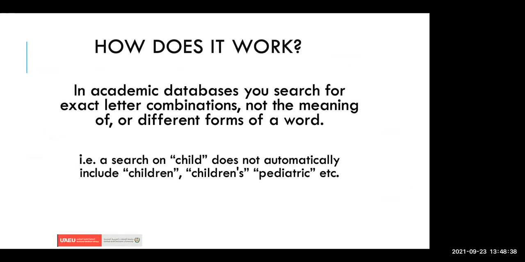For example, if I search child, I do not automatically get papers that include children, because I search CHILD. I won't get children's, or I won't get pediatrics, right? I would only get CHILD. And you can think maybe why that is inconvenient. In Google, we will get everything connected to child and the meaning of that.